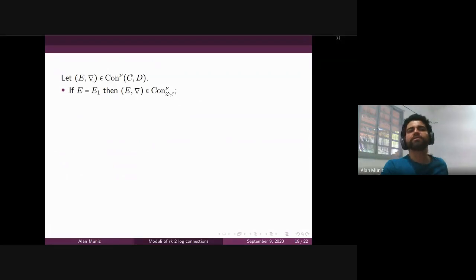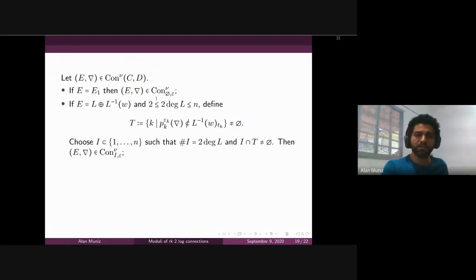If we have a connection here, the underlying vector bundle is E1, it's indecomposable, and we have that every underlying quasi-parabolic structure is stable for weights in that first chamber. So this connection lies here in this space.